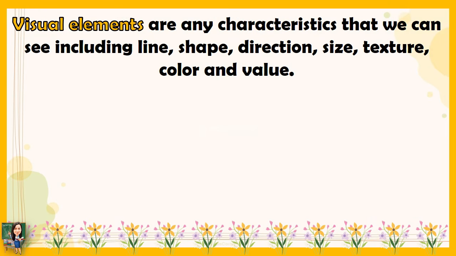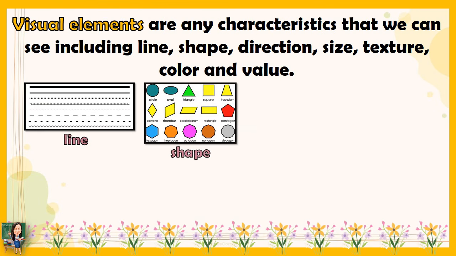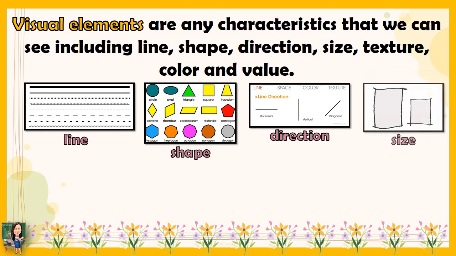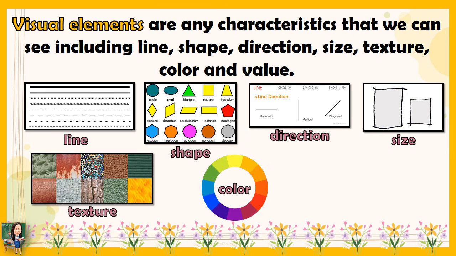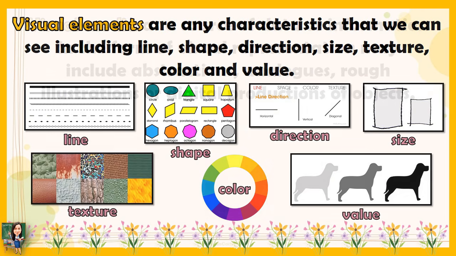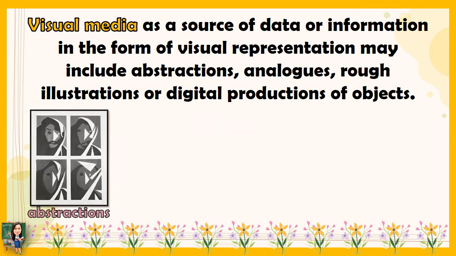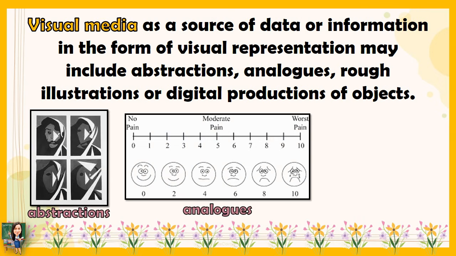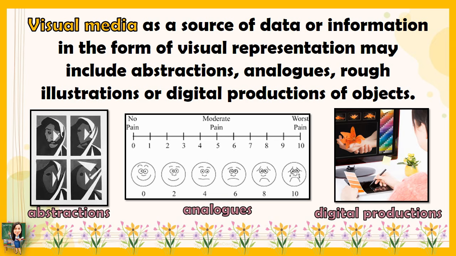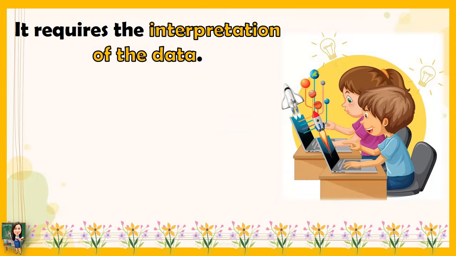Visual elements are any characteristics that we can see, including line, shape, direction, size, texture, color, and value. Visual media as a source of data or information in the form of visual representation may include abstractions, analogs, rough illustrations, or digital productions of objects. It requires the interpretation of the data.